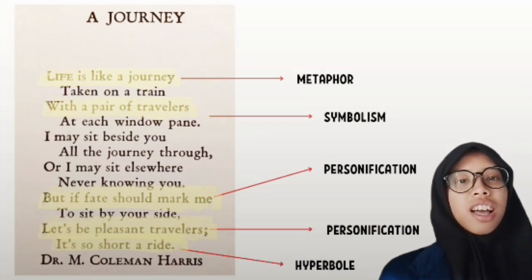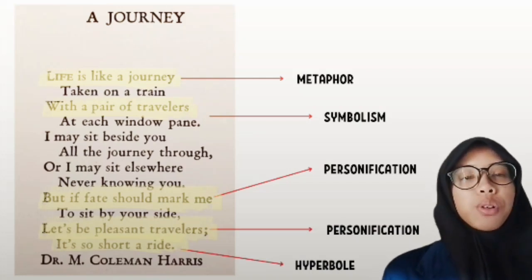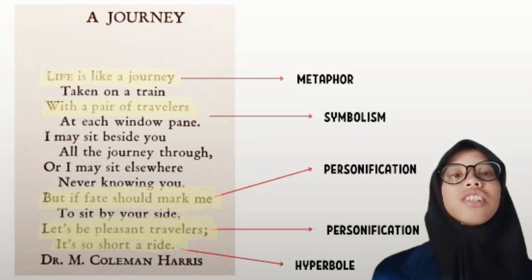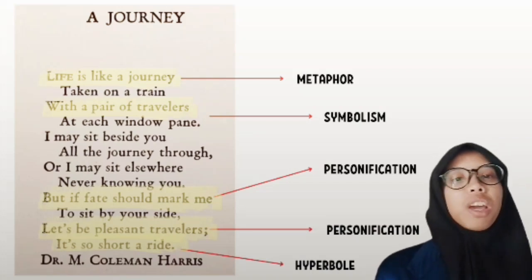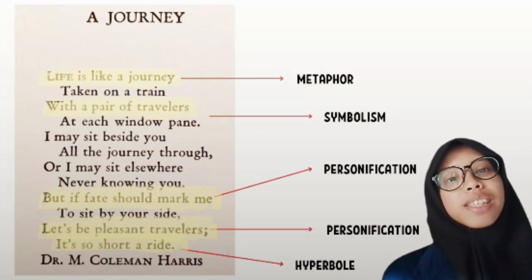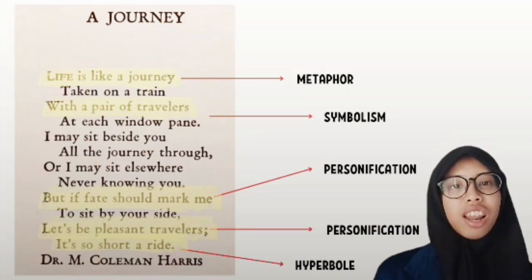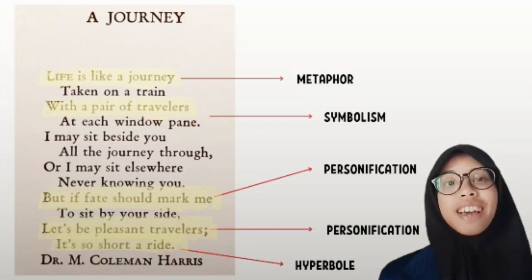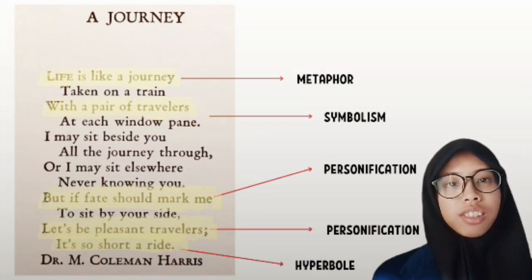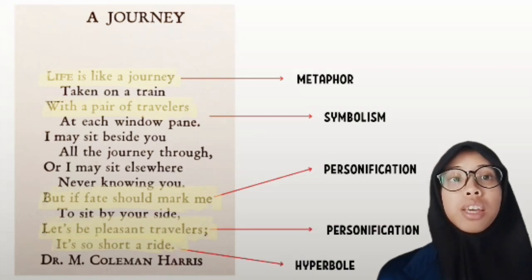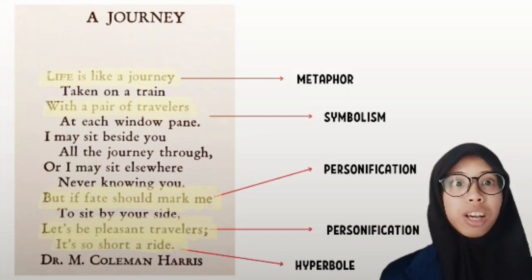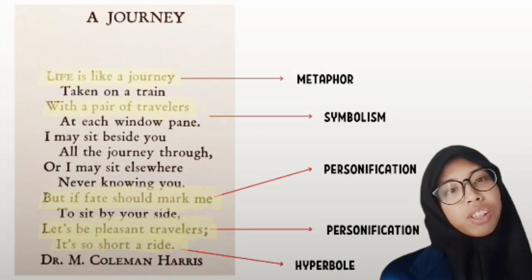That means that the travelers in that poetry symbolize the people we encounter in life, and each window pane represents a different aspect or stage in life, with different people beside us at various points. So it means that in life we meet many people, right? And people come and go, just like the travelers and the train.